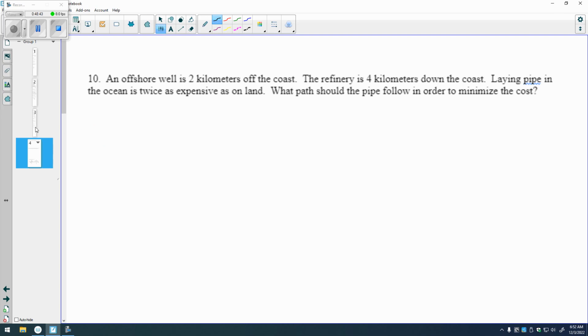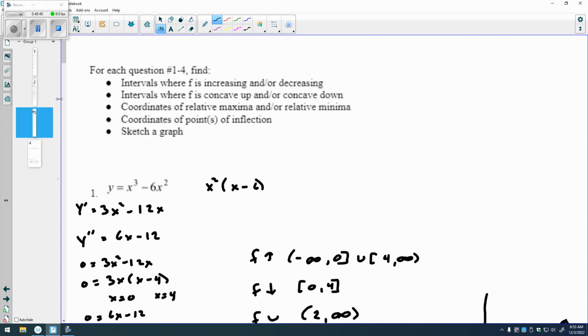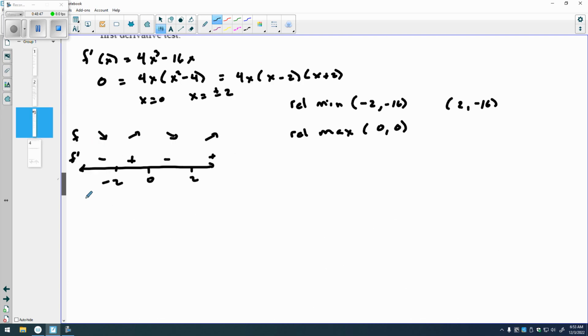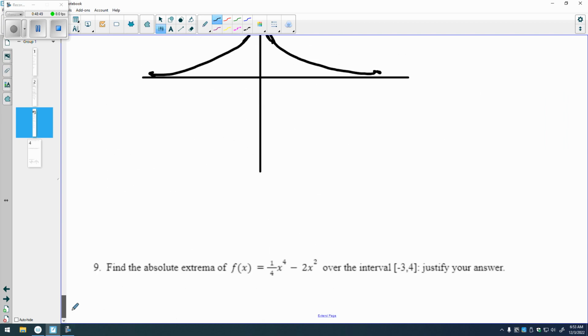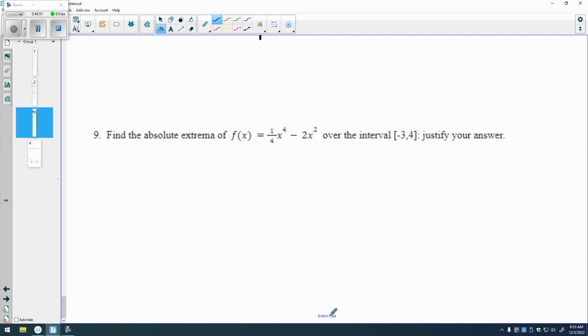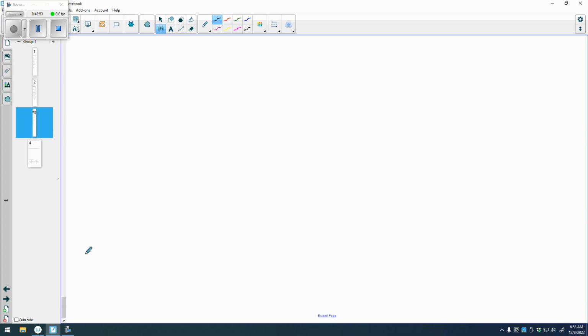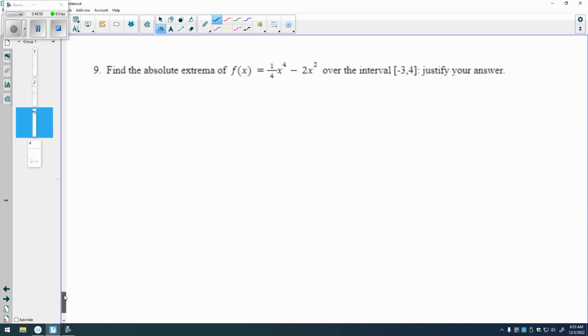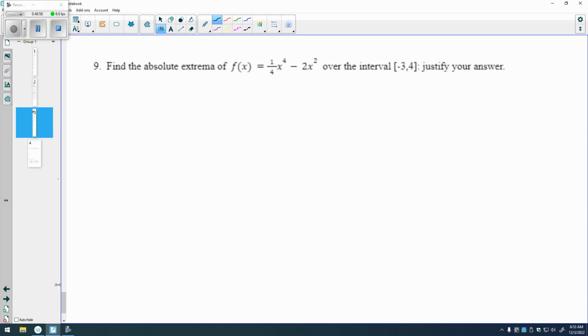Question 9. That was on that other screen, was it? Oh, question 9 is on that screen. All right. Question 9. Find absolute extrema. So I'm thinking critical values and endpoints. Absolute extrema, critical values and endpoints.